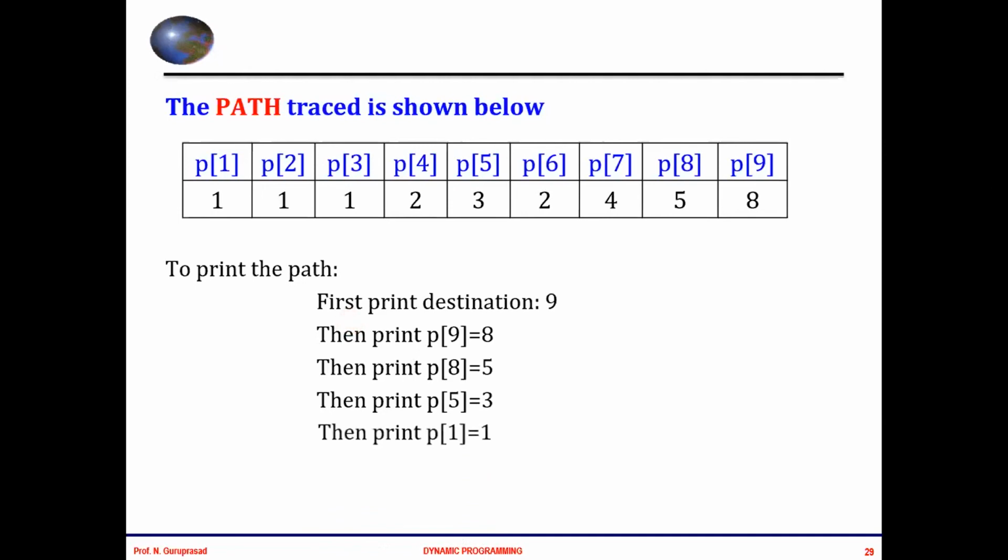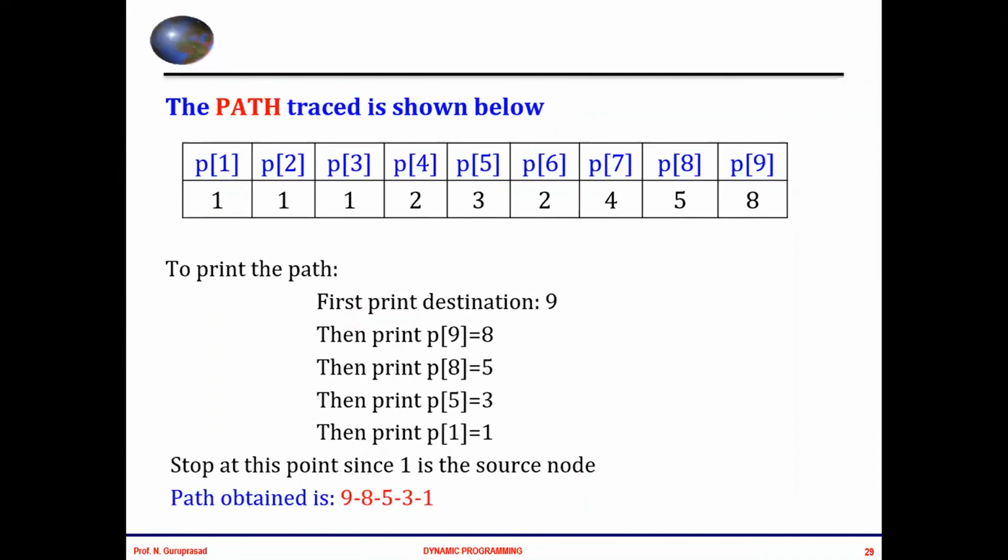Exactly, it is 1. Okay, so since we come back to the source vertex P of 1, we stop at this point because you all know that vertex 1 is the source vertex or source node. So we stop at this point and then the obtained path is 9, 8, 5, 3, 1. 9853. Okay, all right, fine.